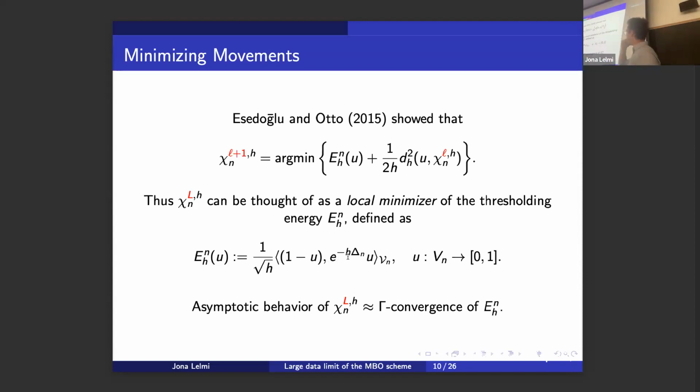So this observation tells us that if I perform enough iterations, I will be close to a local minimizer of this energy, right? So the idea is that if I want to study the asymptotic behavior of the final outcome of the MBO scheme, I can just look at the convergence of the minimizers of that energy, which is nothing but the gamma convergence of these energies. So I will have a slide now about gamma convergence. Essentially, the outcomes of the MBO scheme are local minimizers, and I want to have a notion of convergence that ensures convergence of local minimizers, okay?